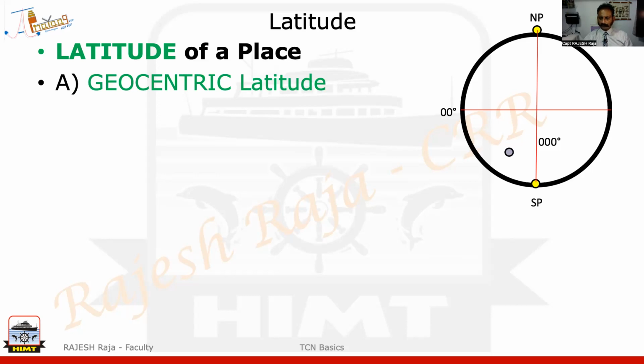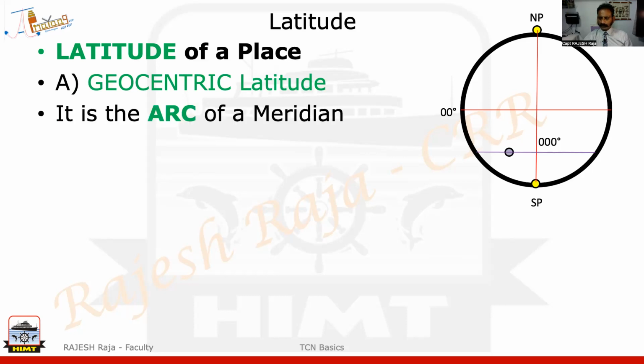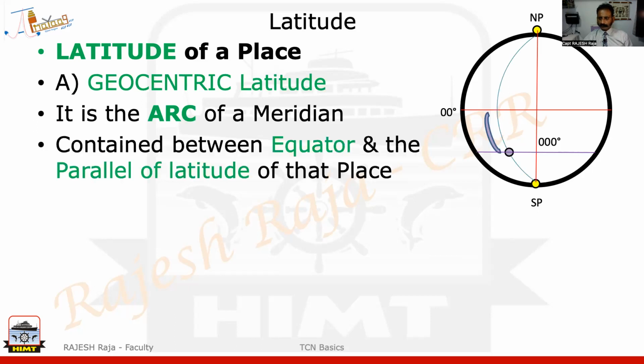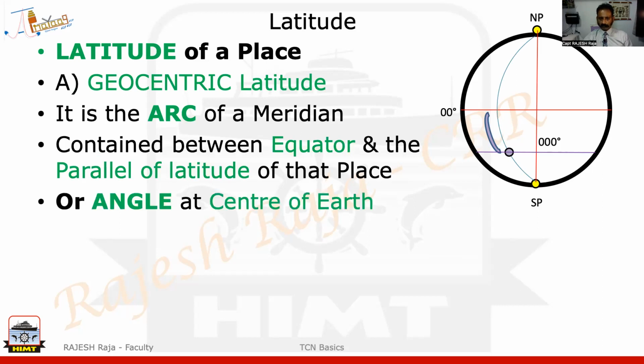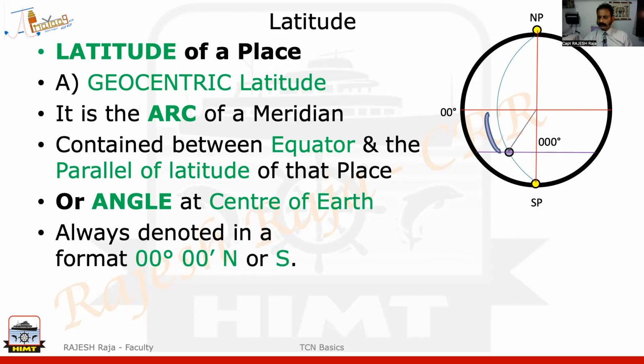Okay, so let me give you a place. This is the parallel of latitude for that place. I need to measure that. So how can I measure? I can again measure it as an arc, but this time it is the arc of the meridian of that place between the plane of the equator and the parallel of that latitude. Or, please remember, it is an angle again. It is measured between the plane of the equator and the line joining the center of the earth to this particular place, and that is this theta. And again, it is denoted in a particular format.